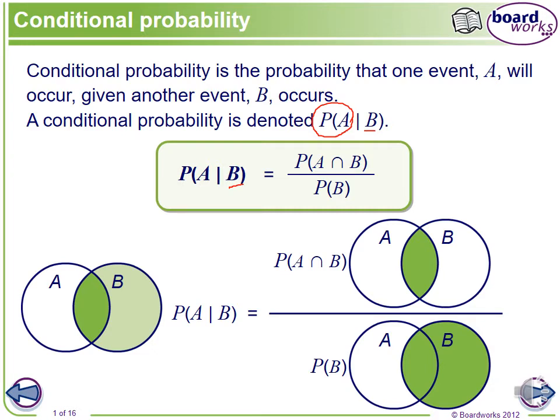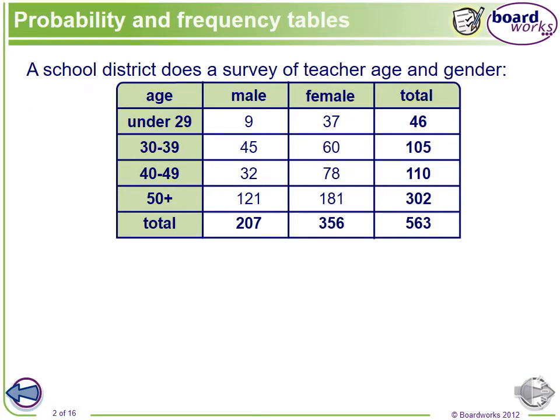So let's go ahead and see a question. I will tell you how to give an answer without this formula. Look at this example. A school district does a survey of teachers' age and gender. In the table, the first row shows age, male, female, total. Under 29 years old, the school district has 9 male and 37 female. The total is 9 plus 37, which equals 46. From 30 to 39, you have 45 males and 16 females, so adding together they have 105.